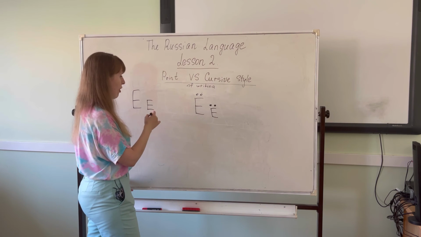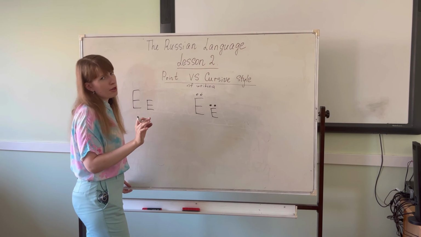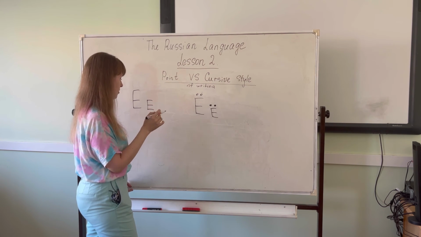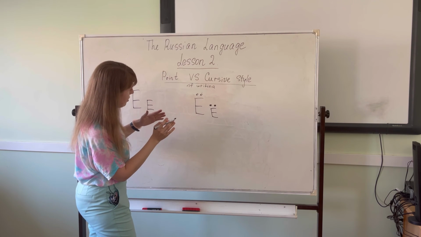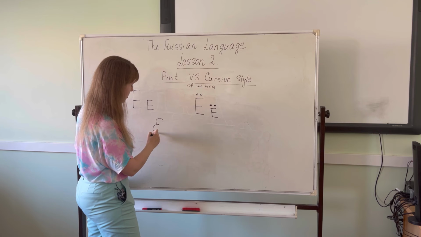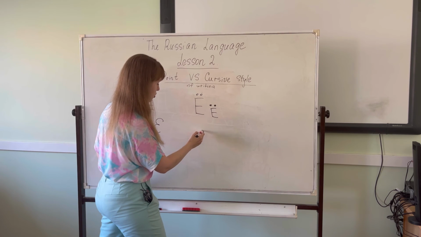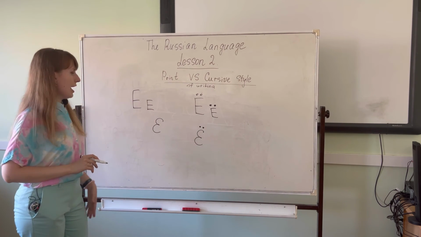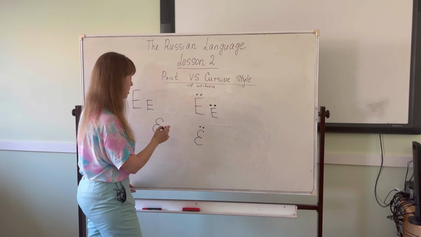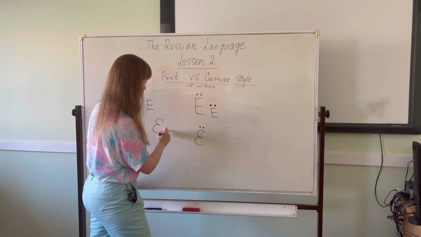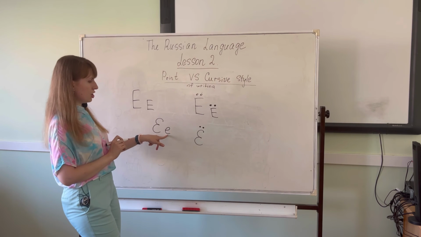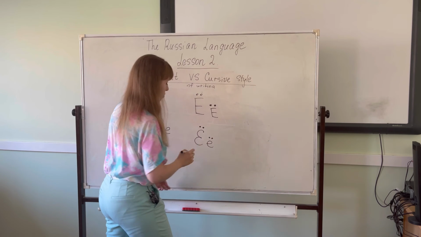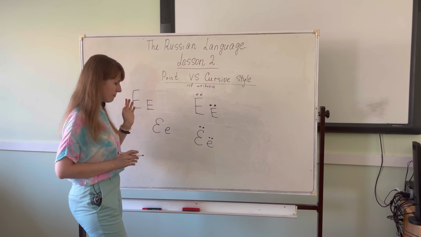So the way you write it in cursive is very, very easy. Just remember the numeral 3, going a bit diagonal, like this. And as for yo, the same, but with a couple of dots on the top. And the small cursive ye and yo will be the same as the English lowercase e, and yo with 2 dots on the top.